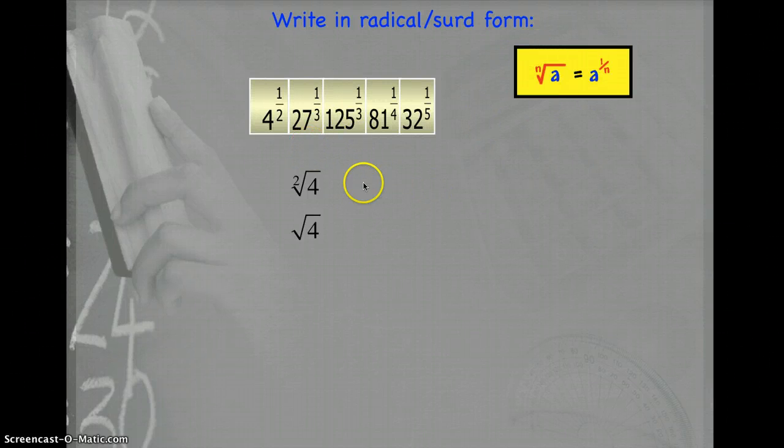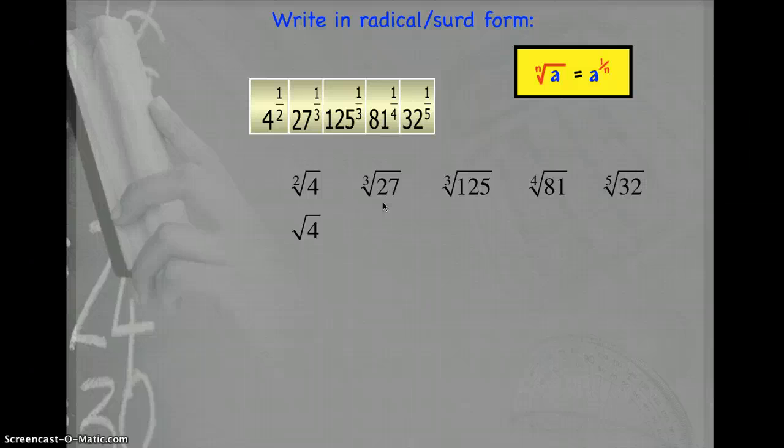Okay, moving on. 27 raised to 1/3 is the cube root of 27 in radical form. 125 raised to 1/3 is cube root of 125. And 81 raised to 1/4 is fourth root of 81. And 32 raised to 1/5 is fifth root of 32.